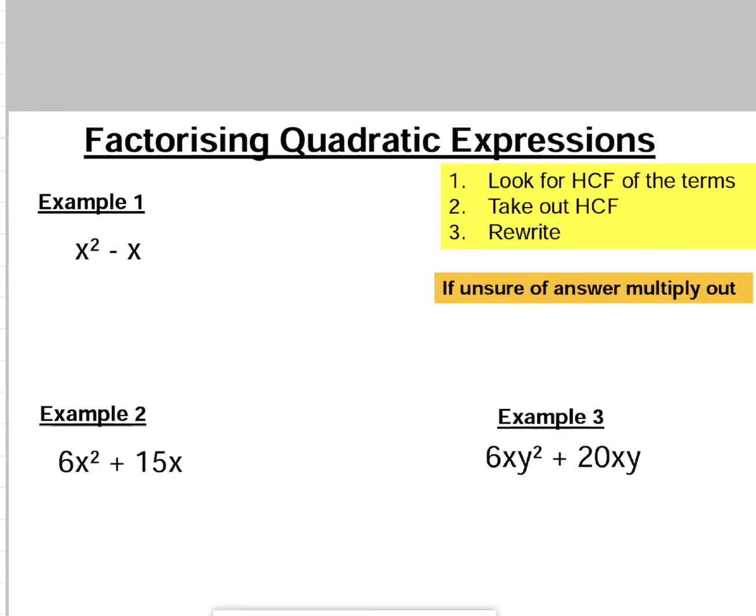Now, in these factorizing questions, just a small bit different. As you can see, there's x's and there's also y's. So the method is going to be the exact same. The first one we have x squared minus x. So there's no numbers that I can take out, but they both have an x. So let's take that out.